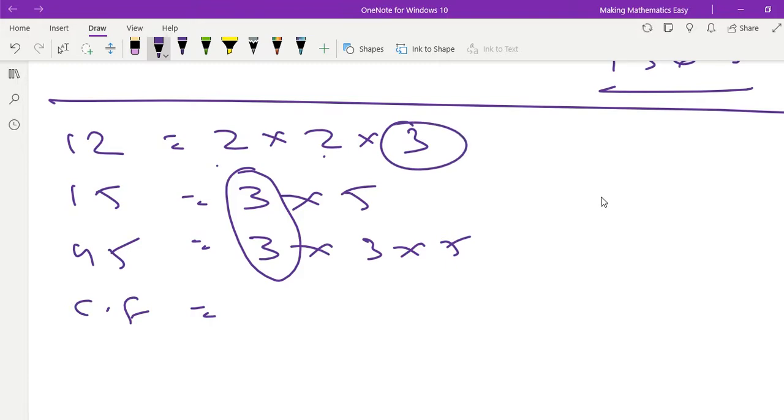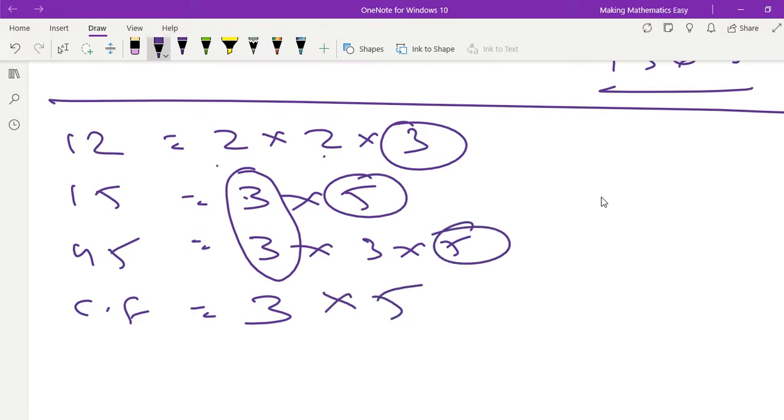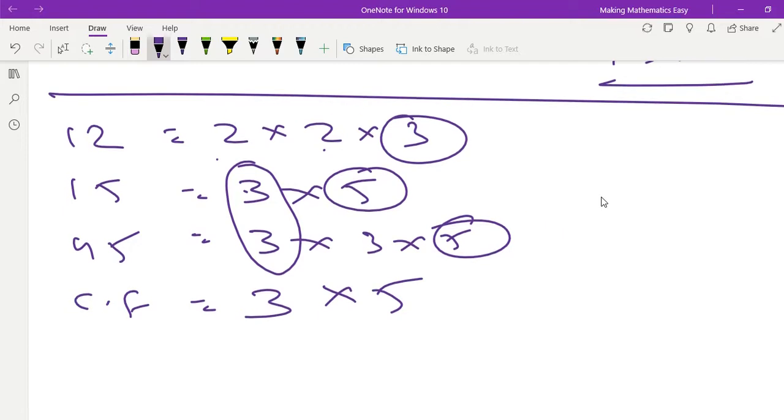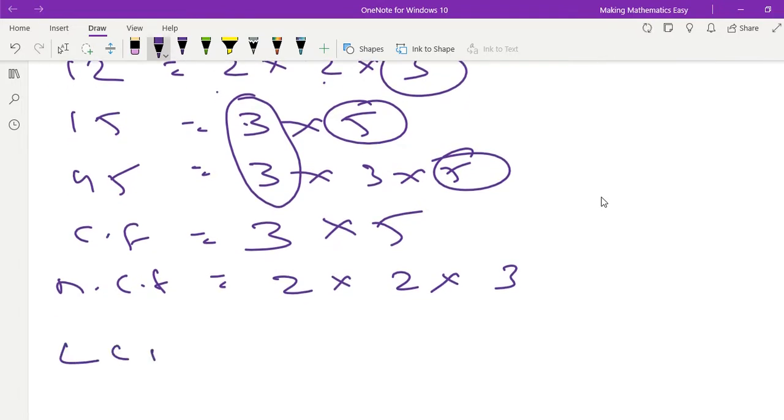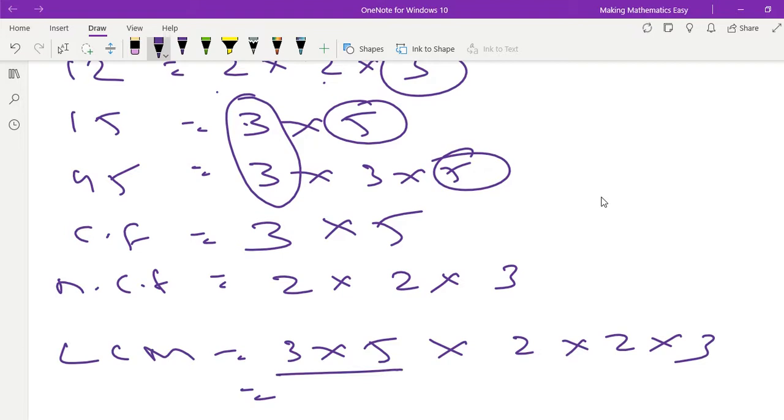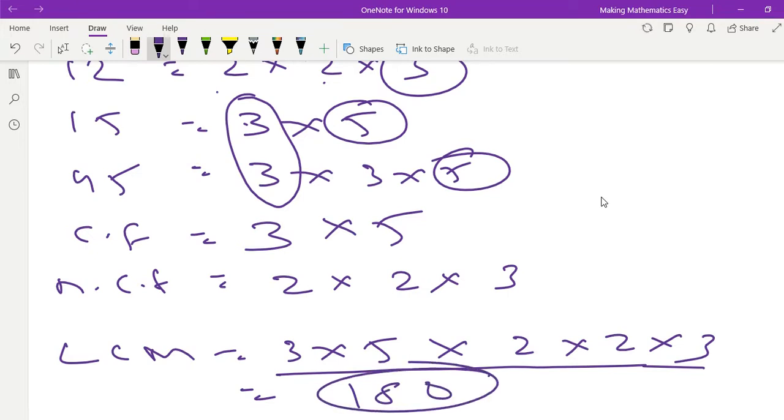Now let us find out the common factor, which is this 3. Correct? This 3 altogether, then this 5, then this 3 and this 2. These are non-common factors, so we will take them as non-common: 2 into 2 into 3, correct? Now our LCM would be 3 into 5 into 2 into 2 into 3. So 3 5s are 15, 15 2s are 30, 30 2s are 60, 60 3s are 180. So yeah, the LCM for 12, 15 and 45 is 180.